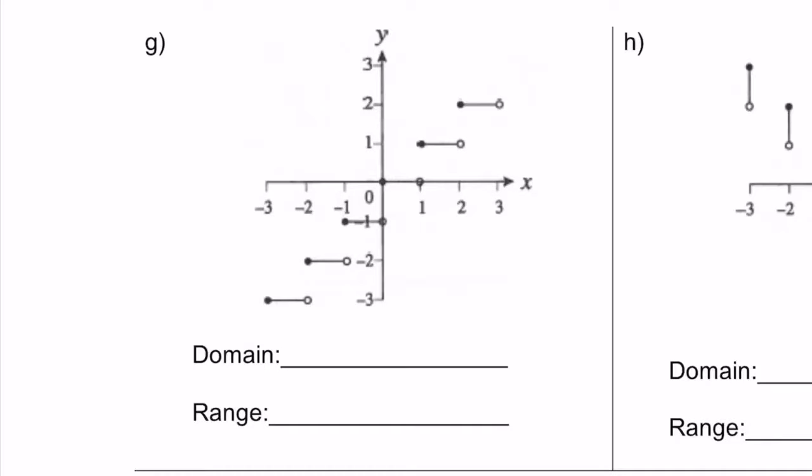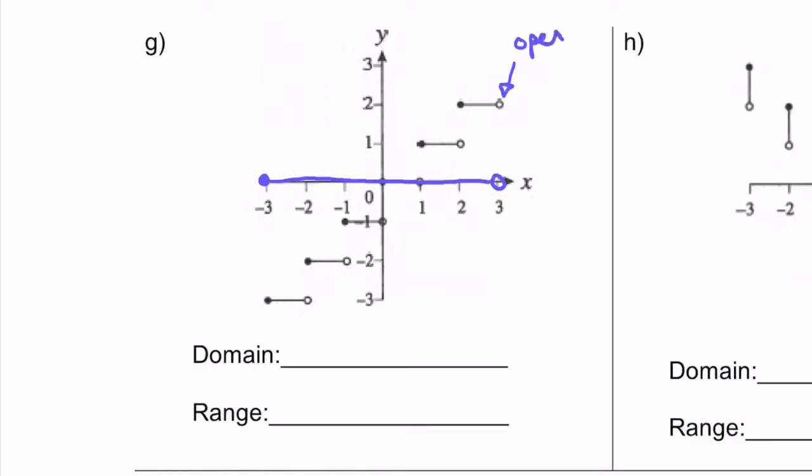All right, and here is g, which this little beauty is called a step function because it kind of looks like some steps. And what I can see is I'm going to do the domain first, and I can see that this starts at -3 and it goes all the way to 3. And remember, those line segments are an infinite collection of points, so they're all covered.